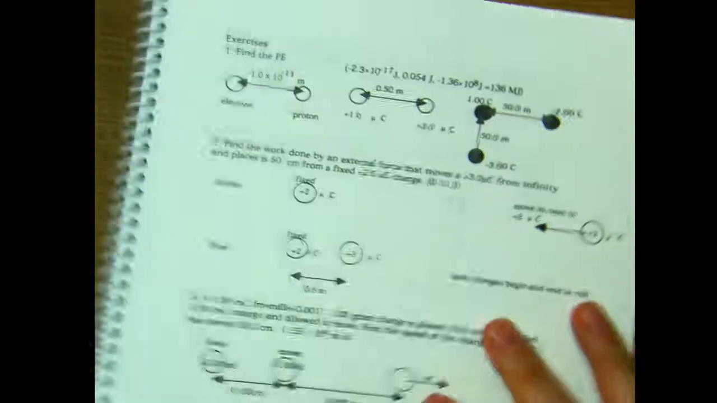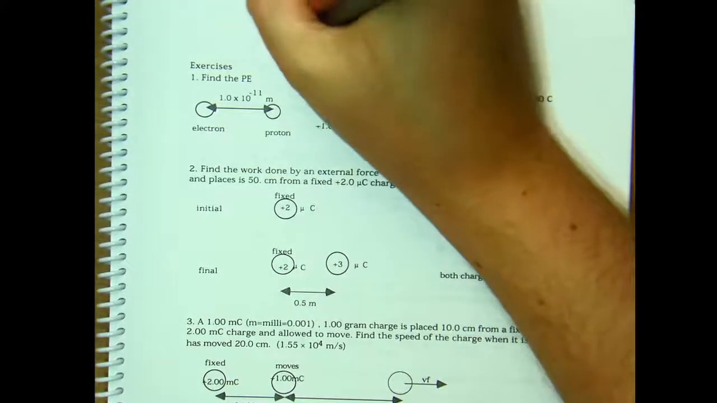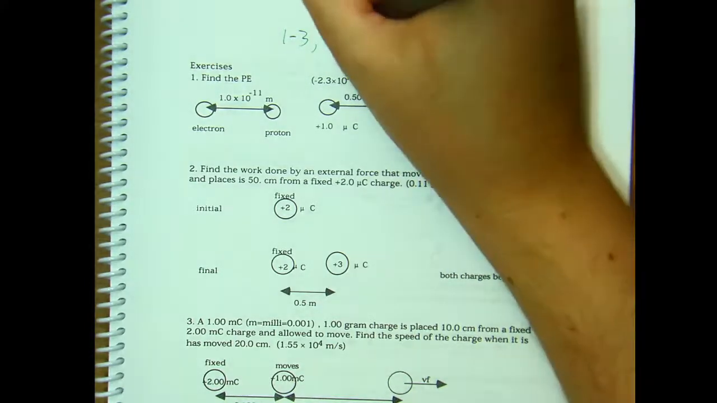So that's the last example out of this lesson. I want you to do a couple of questions. I would like you to take a look at 1 to 3. I want you to take a look at number 5. I want you to do 7 as well.